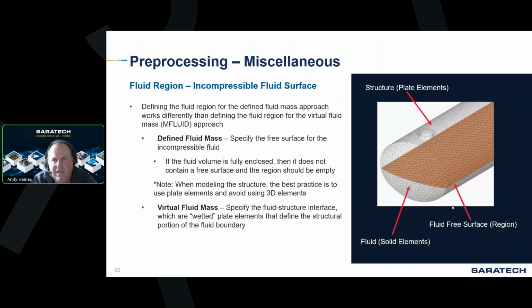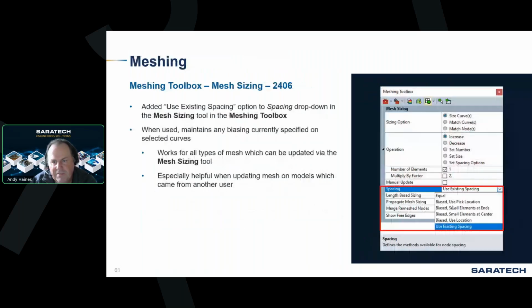So what you typically have is a structure full of plate elements, then you have the fluid, which is made of solid elements, and then you specify the fluid free surface, which you do via this region. So basically, essentially specifying the free surface that you have with one of these regions, then the fluid structure interaction between your fluid solid elements and your structural model happens automatically, and it allows you to get some nice plots at the end of your sloshing behavior.